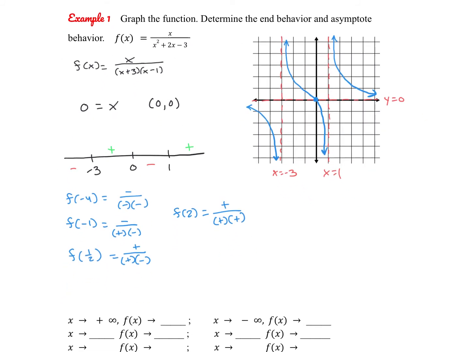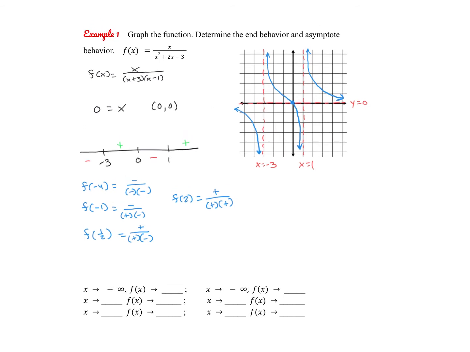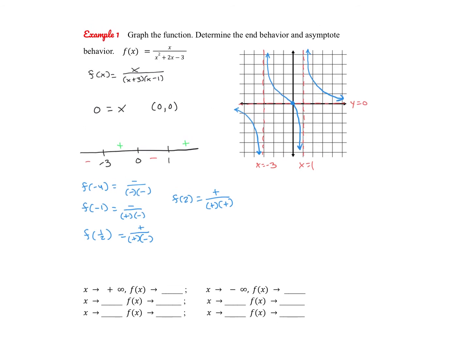So again, if we wanted a more accurate graph, we could always make a t-chart, but we do have our intercepts, we have our asymptotes, and we've checked to see where our graph is positive or negative. So this is a relatively accurate graph. Now let's look at our end behavior, and then we'll do asymptote behavior after. So we can see as x approaches positive infinity, f of x is going to approach 0, our horizontal asymptote. And as x approaches negative infinity, it will also approach 0.